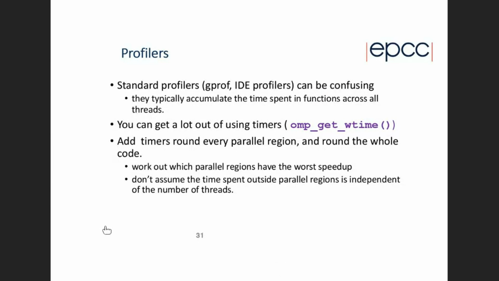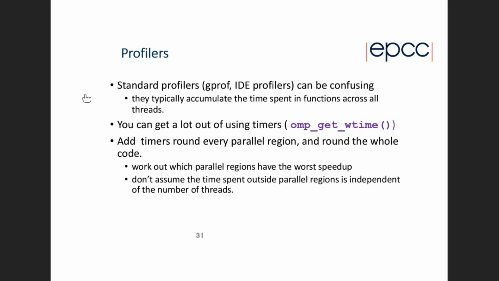So, a little bit about tools for performance. Standard profilers, things like gprof or the profilers that come with IDEs, tend to be very confusing in multi-threaded environments, because typically they don't distinguish between different threads. They typically accumulate the time spent in functions across all threads, which can be just very confusing and not helpful.